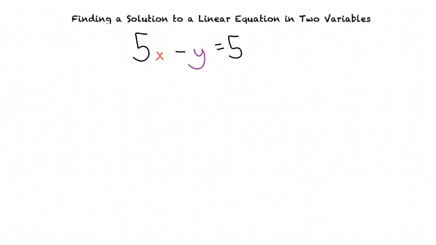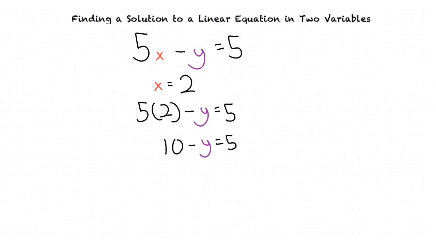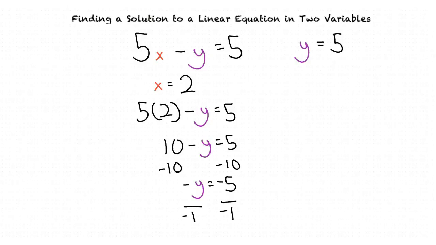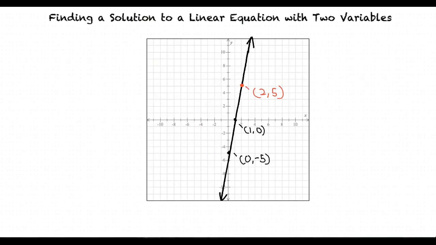Well, if we let x equals 2, we would get 10 minus y equals 5. From there, we would subtract 10 from both sides to get negative y equals -5. Then we would divide both sides by -1 to get y equals 5. This means that our answer is the ordered pair (2, 5). If we go back to our graph, we can see that our solution is one of the points on the line, which shows that it is a solution to our linear equation.